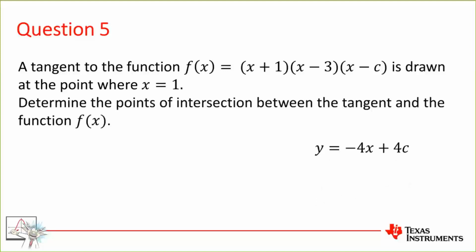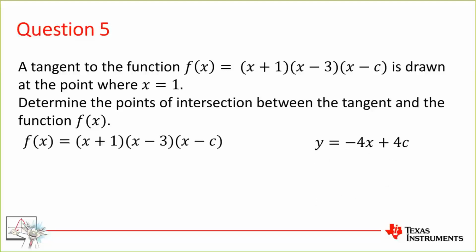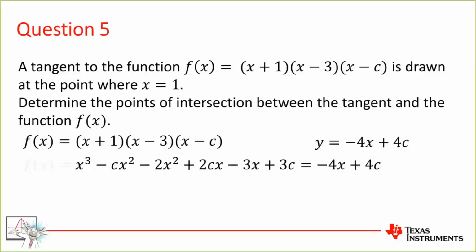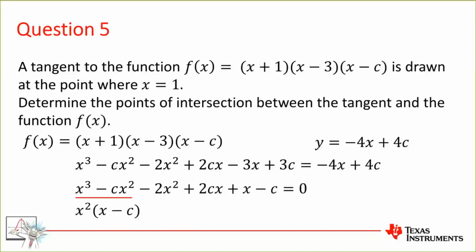Now I need to find the point of intersection between my tangent and the original function. So we make those two equations equal to each other. I'll do it in expanded form because I need to expand it to start simplifying. I can see there's some c's on both sides, some x's on both sides. So if I collect everything on one side, it'll simplify a little bit. And then I can start to factorize.